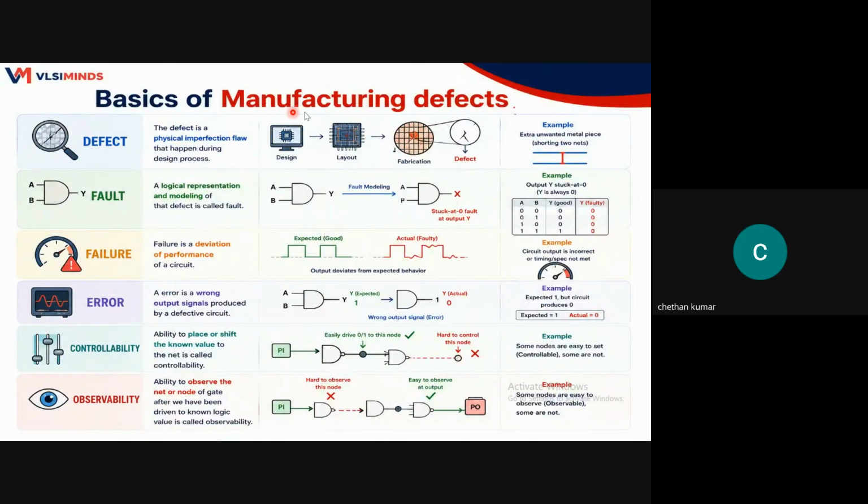So these defects, which are physical imperfections, can occur during manufacturing. Due to that, a fault gets introduced in the design. The logical representation of the defect is called a fault. Physically it may be a scratch, an open or a short, but logically we represent it as either open or short. A short is connected to 0, and an open is connected to 1.